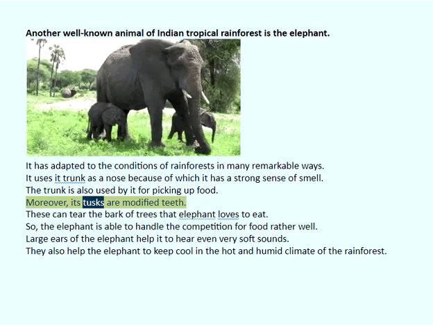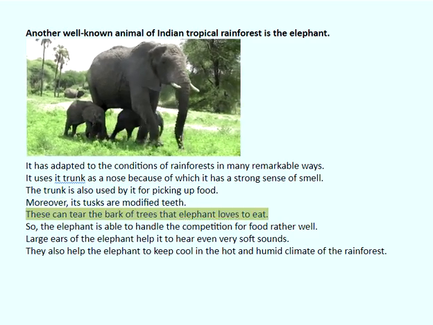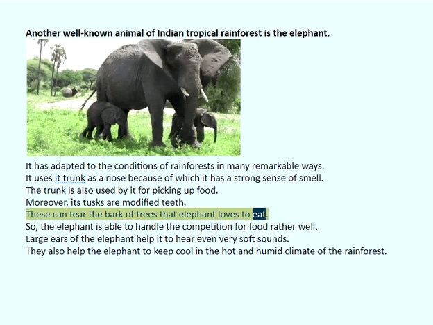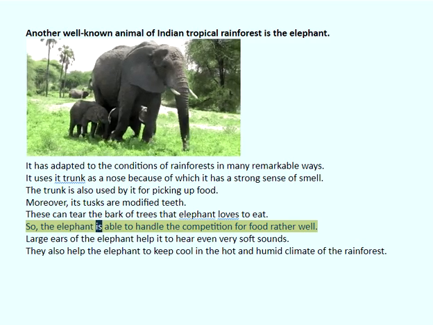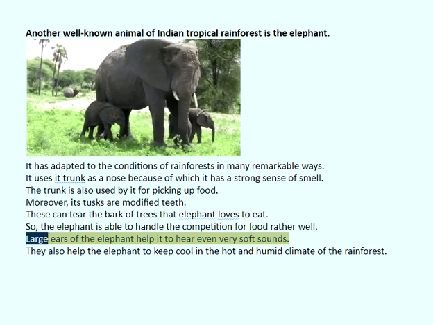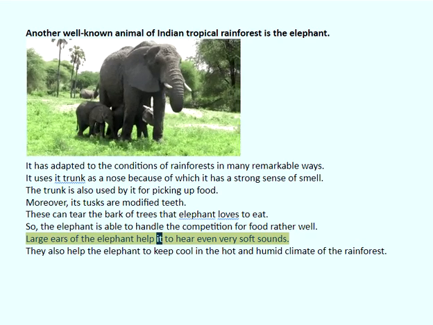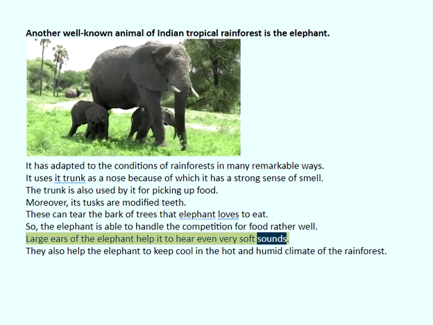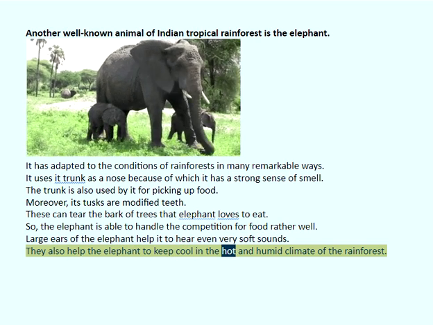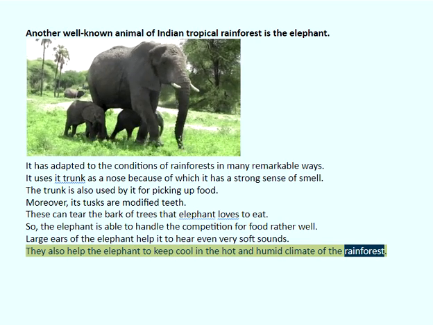Moreover, its tusks are modified teeth. These can tear the bark of trees that elephant loves to eat. So, the elephant is able to handle the competition for food rather well. Large ears of the elephant help it to hear even very soft sounds. They also help the elephant to keep cool in the hot and humid climate of the rainforest.